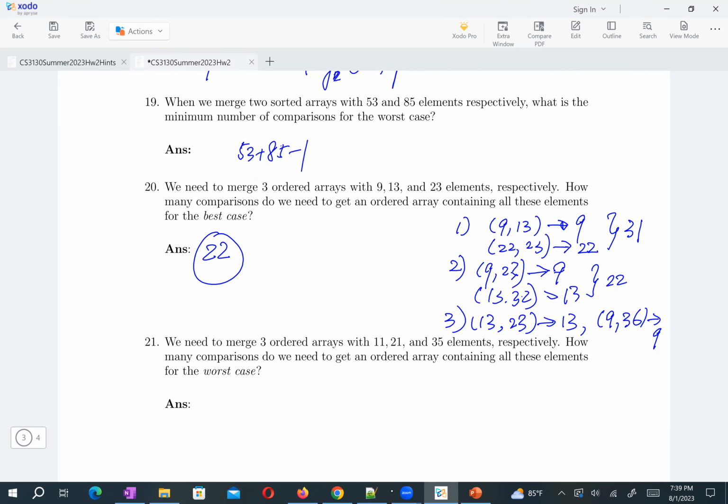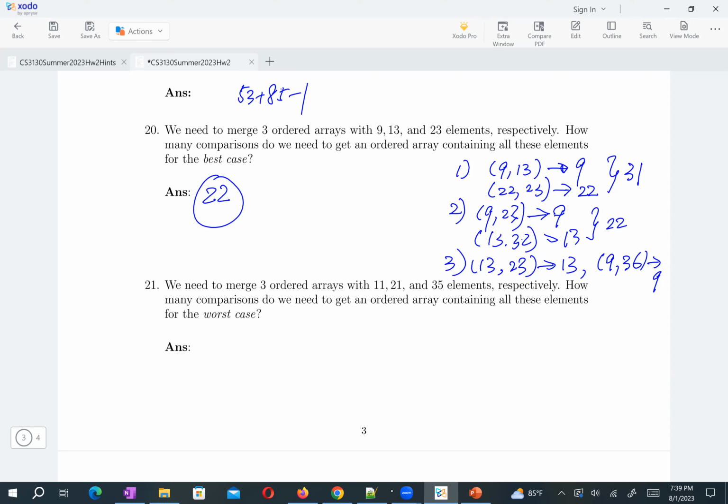All these are the best case. Now the worst case. 11, 21, you get 31. Then you have 32, 35. You get 66. Adding together, 97. Although you can try other cases, I think this one is the best.